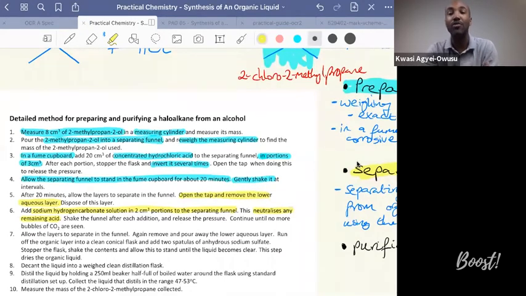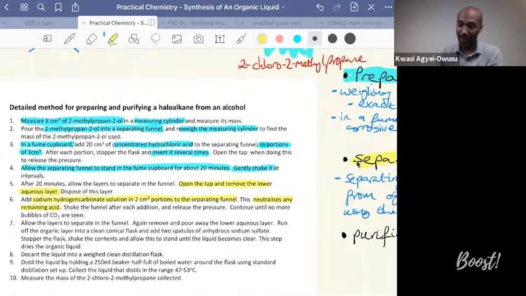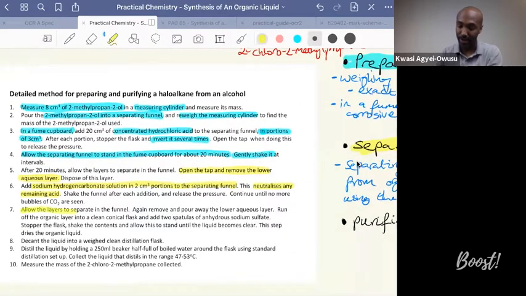Now, of course, if you're adding sodium hydrogen carbonate, then you're going to be forming carbon dioxide as a product, and this is an indicator of the presence of an acid. And so you're going to be doing this until there's no more carbon dioxide being formed, and then you know that you've got rid of all of your excess acid. Okay, and once you've done that, you're going to be again separating the sodium hydrogen carbonate layer, which is aqueous, from your organic product, which will be, of course, in a different layer. It has a different density. Okay, so allow the layers to separate in the funnel. So again, using the tap on the separating funnel, and you're going to be removing and discarding the aqueous layer.